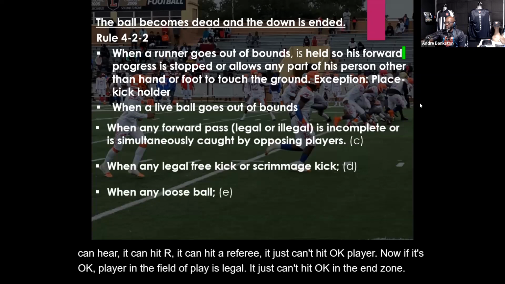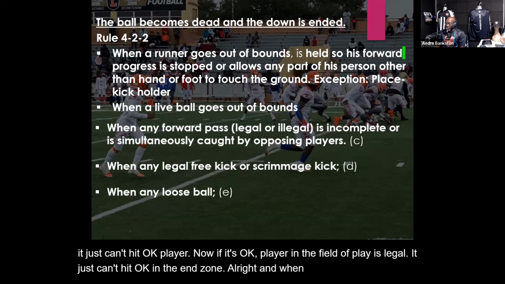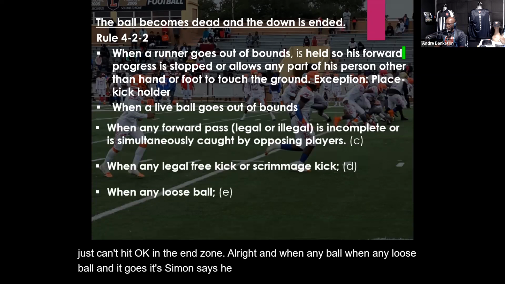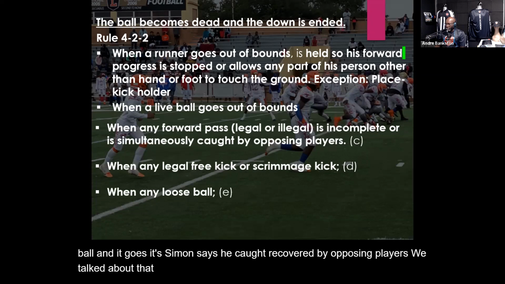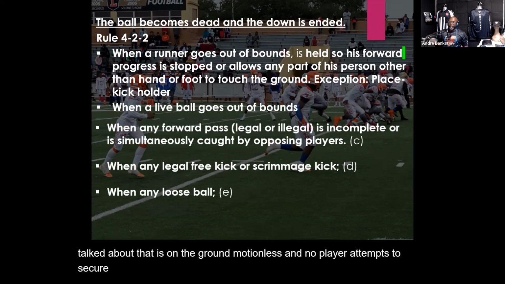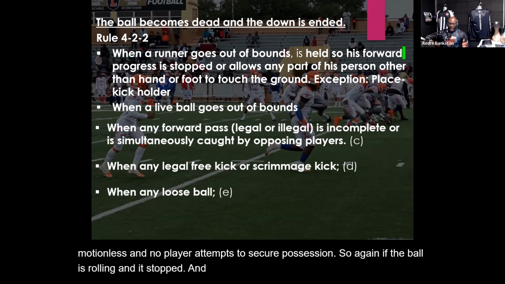Right? And when any loose ball is simultaneously caught or recovered by opposing players. We talked about that. Or is on the ground motionless and no player attempts to secure possession. So again, if the ball is rolling and it stopped and no one is trying to pick it up, it becomes dead. So let me give you an example.